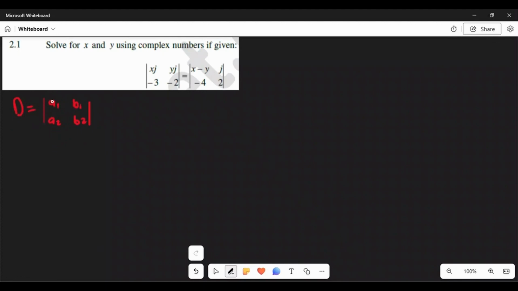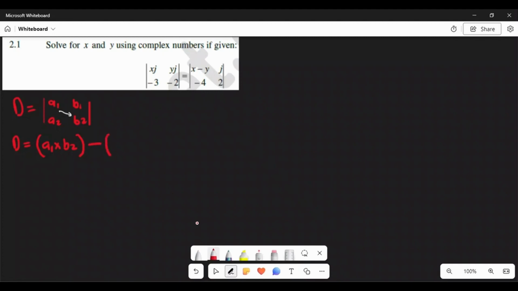Now we have a column and we have a row. So the formula to calculate a determinant is very simple, guys. The determinant is equal to, now let's do the multiplication that I'm talking about. You multiply A1 with B2. So it's going to be A1 multiplied by B2, right? And then subtract. So the second term is going to be the multiplication of A2 with B1.